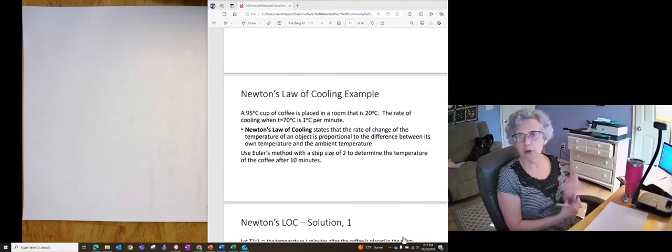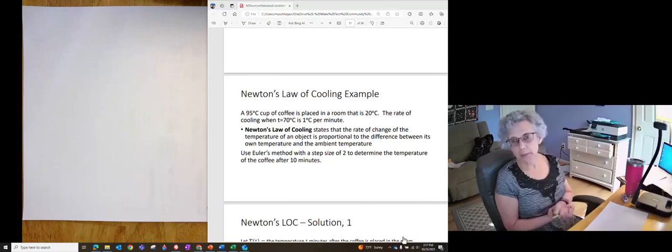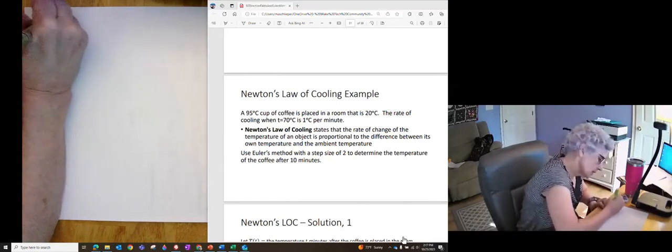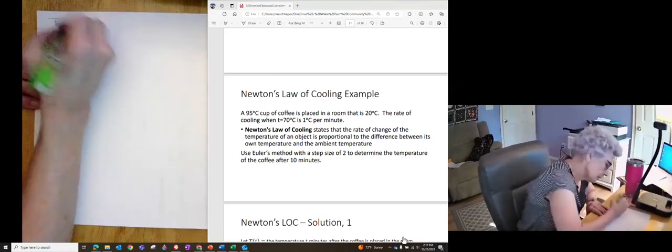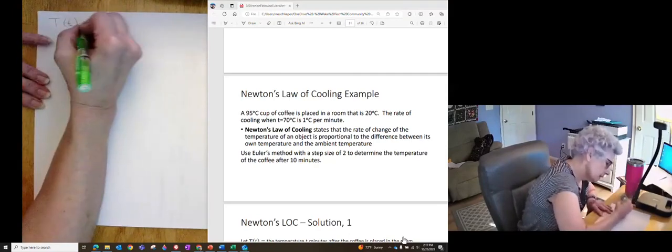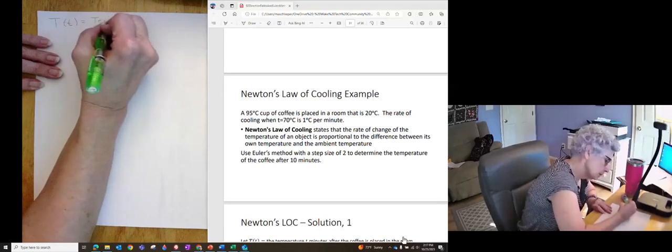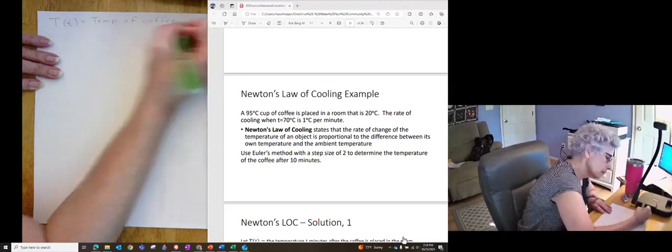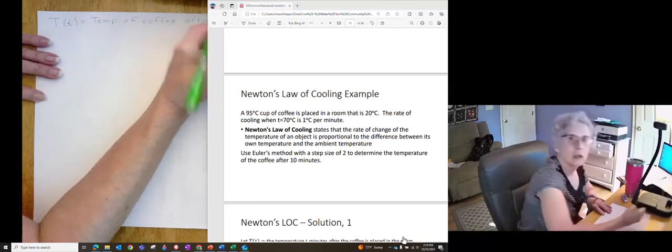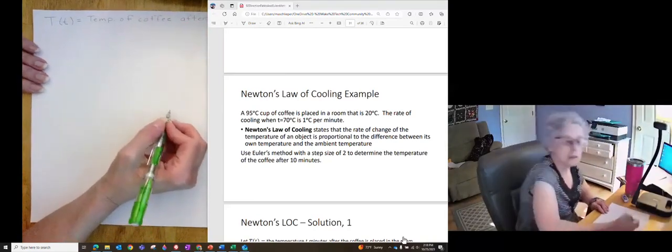We have a 95-degree cup of coffee is placed in a room that is 20 degrees Celsius. The rate of cooling when T equals 70 degrees Celsius is 1 degree Celsius per minute. So I know my initial temperature. I'm going to let T of little t, capital T of little t, is equal to the temperature of the coffee after t minutes.